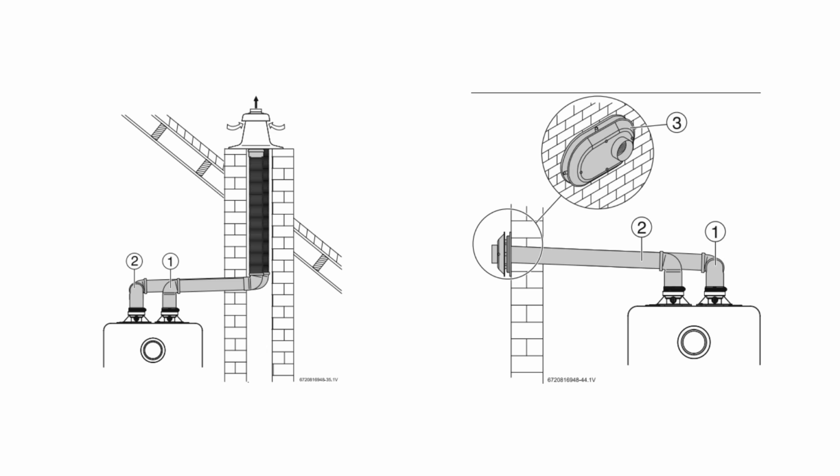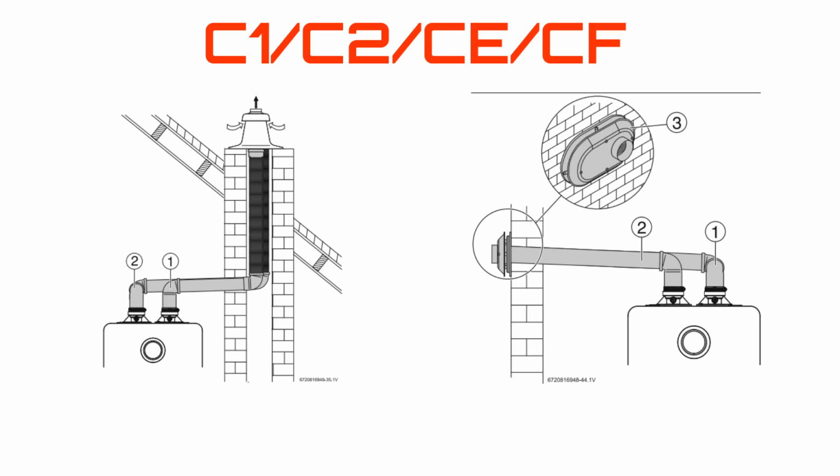If you are receiving a C1, C2, CE, or CF error code, there is excessive flue blockage detected during startup due to insufficient combustion air. The error code displays when the appliance shuts down for safety.